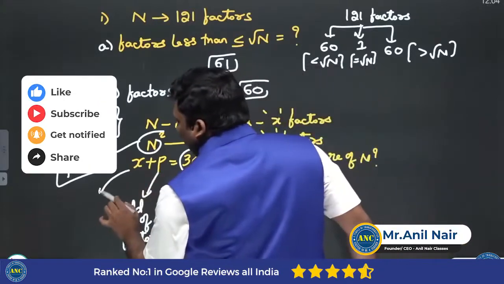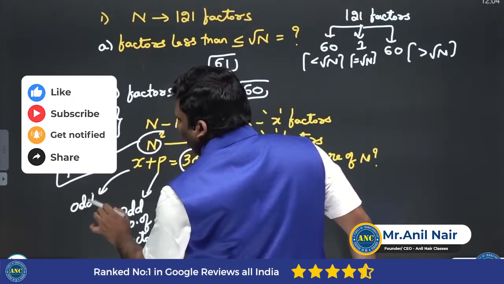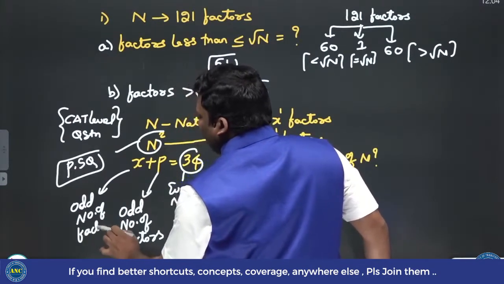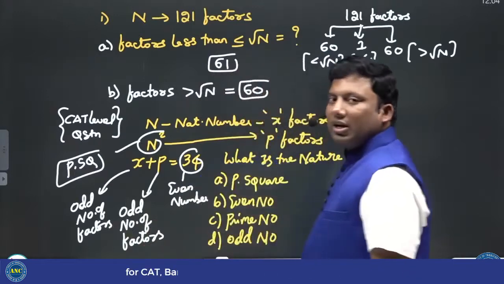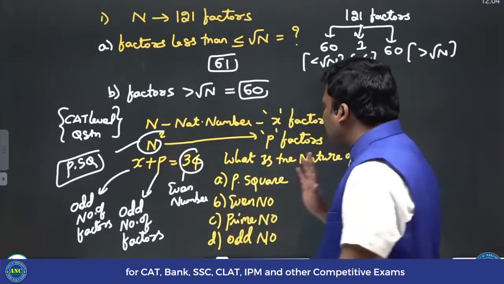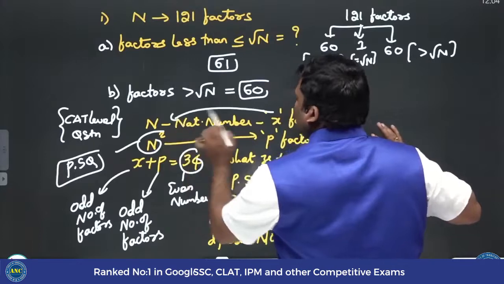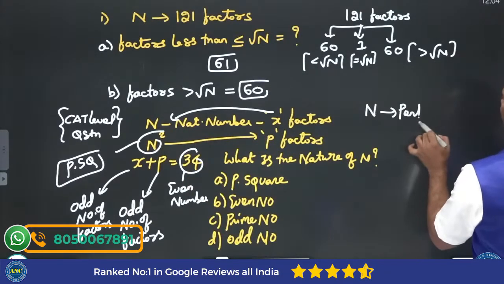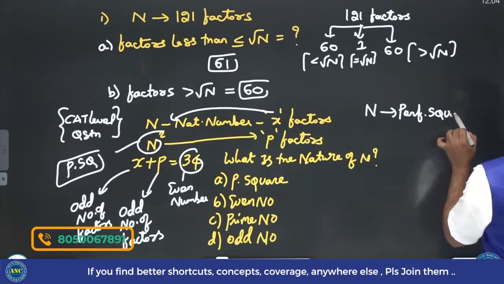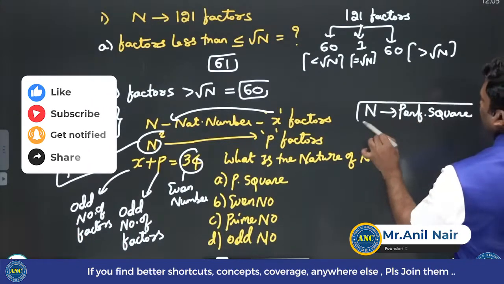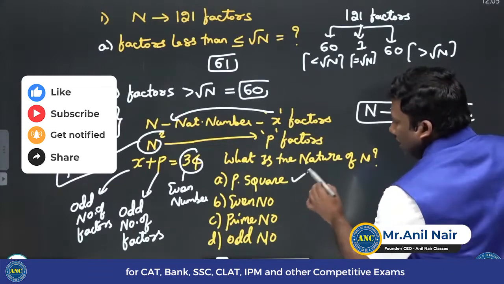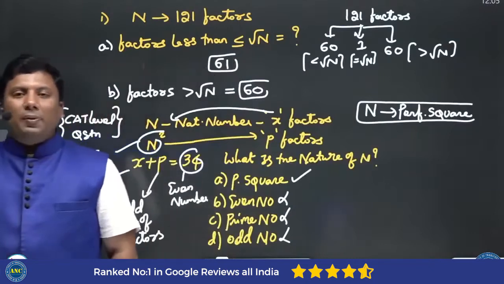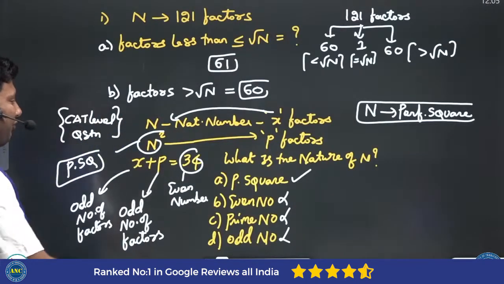That means x should also have an odd number of factors. Why? Because odd plus odd can only give you even. X has got an odd number of factors. If a number has got an odd number of factors, then that number is a perfect square. What is the option? Perfect square. Beautiful question, sir.